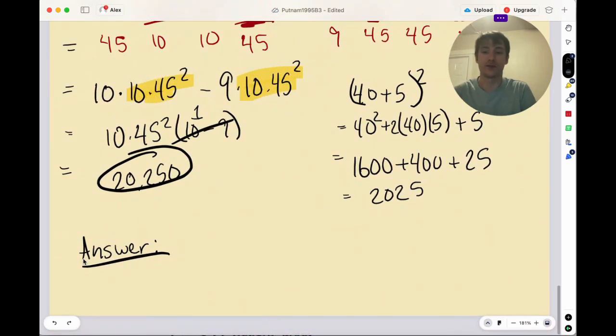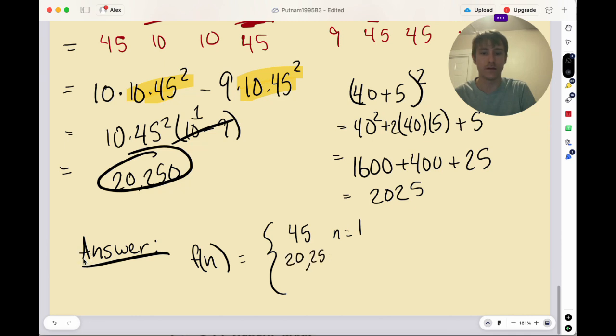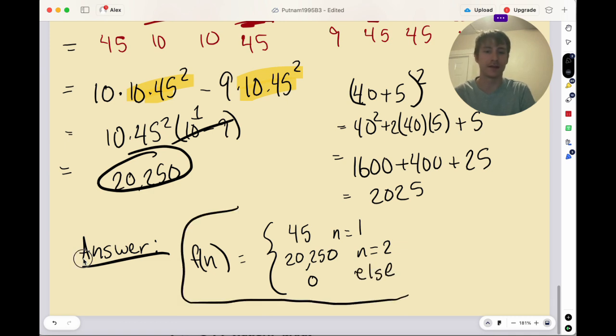So my final answer would be, I don't know, f of n is equal to, let's see, we got 45 for n equals 1, 20,250 for n equals 2, and 0 otherwise. Okay, so I would say that's my final answer.